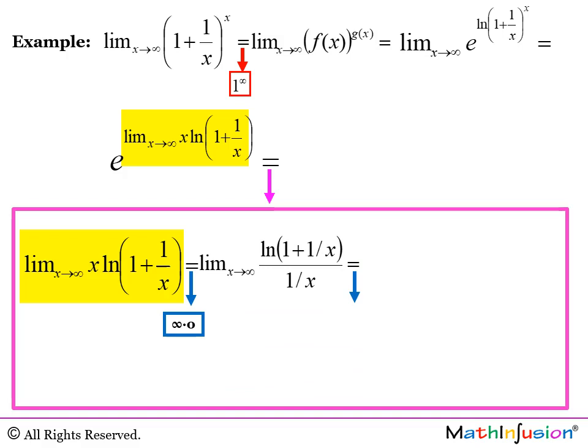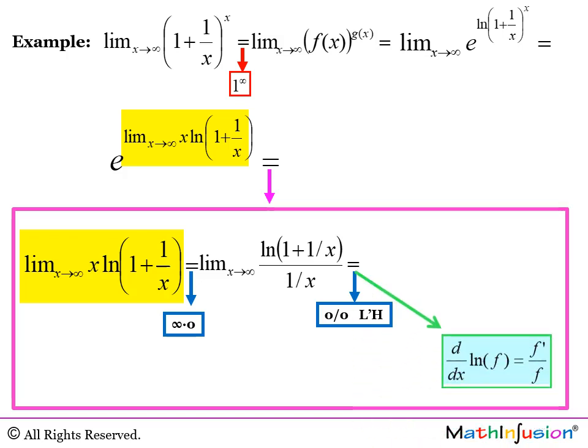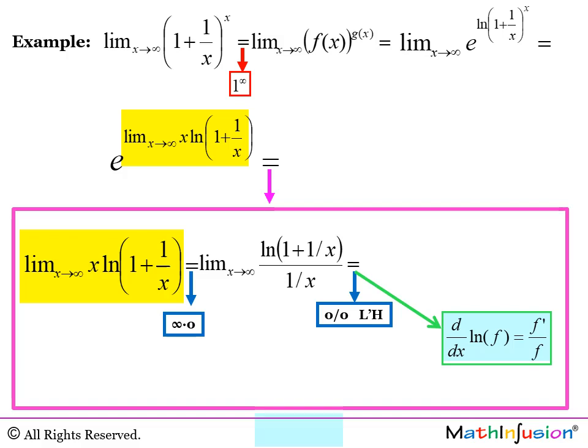ln of 1 plus 1 over x when x approaches infinity is ln of 1, which is 0. And 1 over x is 1 over infinity, which is 0. Now I have 0 over 0, and I can go ahead and apply L'Hopital's rule. I would like to remind you that the derivative of ln of a function is the derivative of the function over the function. It's going to be handy here. And I get that.